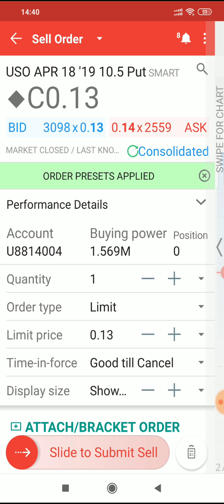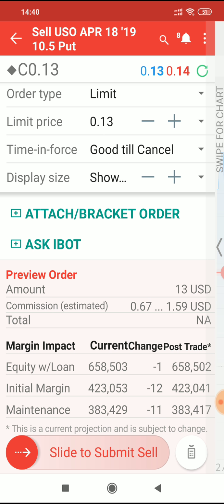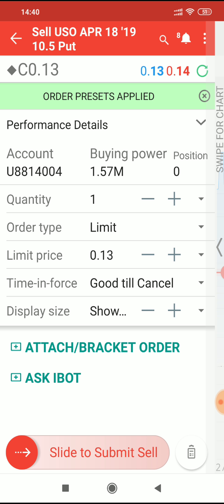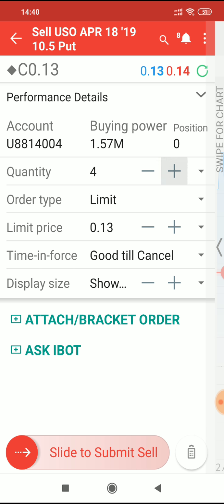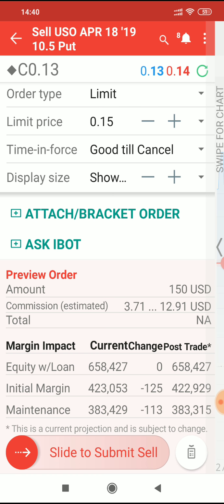So for each of these contracts, if I press this button down at the bottom right here, I can see that I'm collecting $13 US per contract. Now I'm going to increase my quantity because I just want to scale up my order, so I'm going to sell 10 of those. I also want to collect a little bit more than $13 US, so I'm going to nudge up my price. I'm actually going to take this up to $15 and then just check that. And now you can see I'm collecting $150 US.